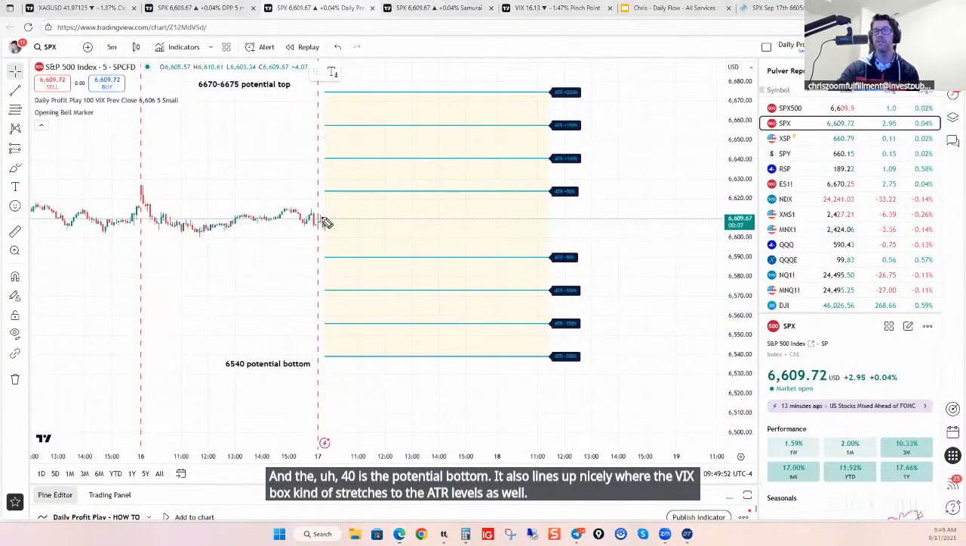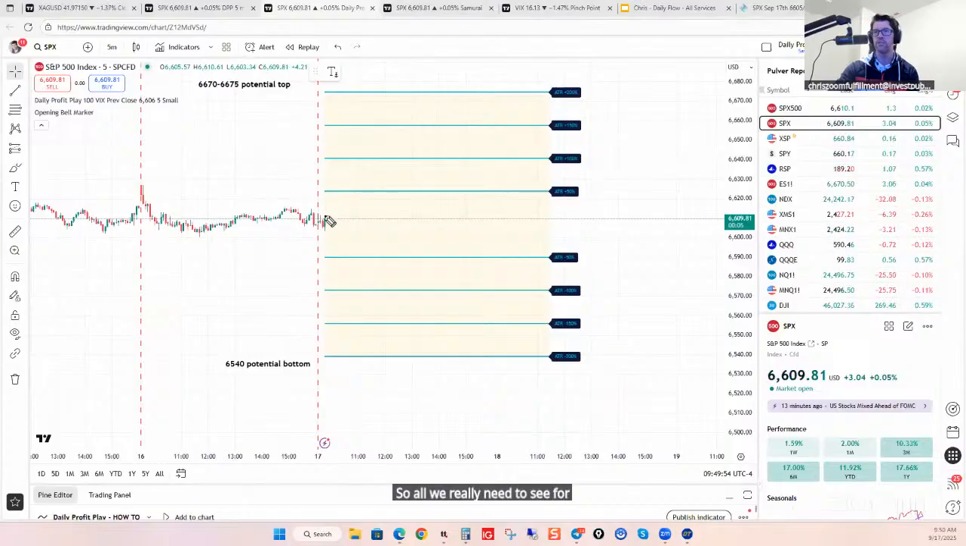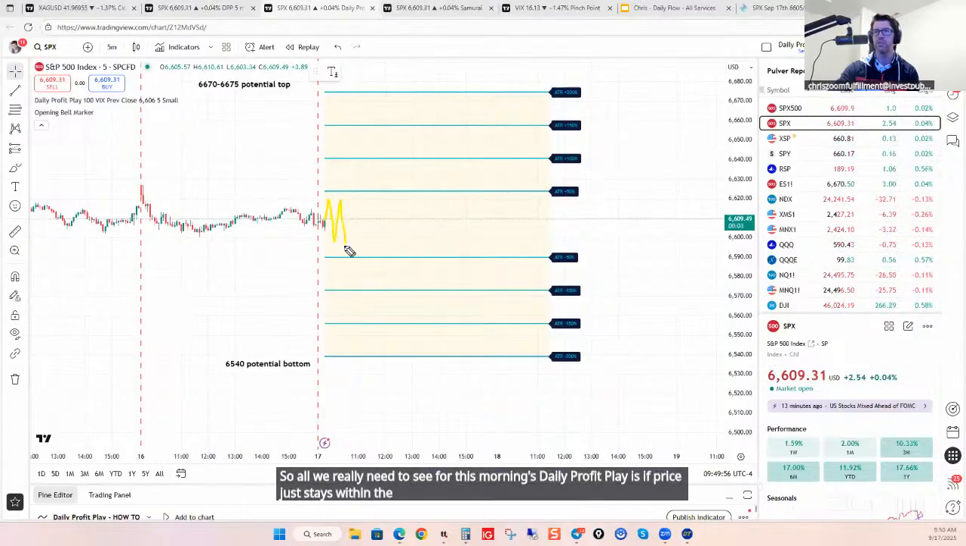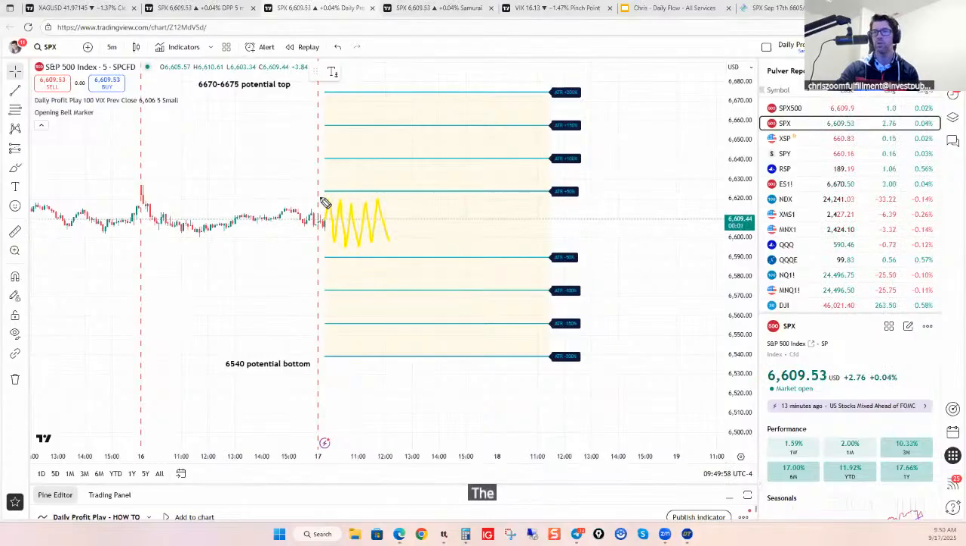So all we really need to see for this morning's daily profit play is that the price just stays within the 50% ATRs, and we'll be good. Just let time do its thing.